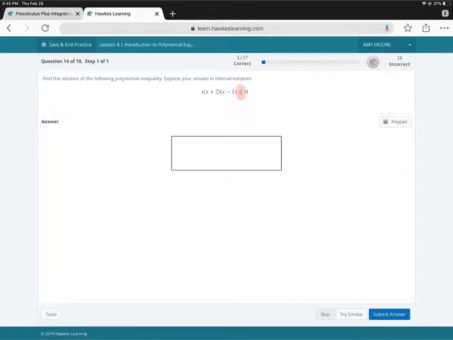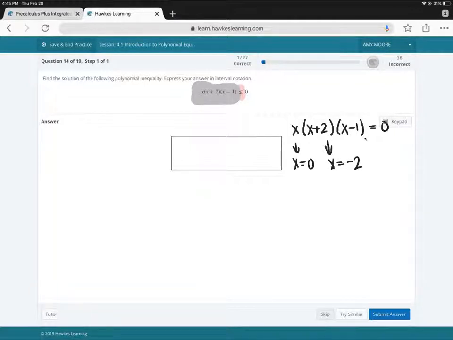So I'm going to take the left side and set that thing equal to 0. So I have x times x plus 2 times x minus 1 equals 0. This is going to give me what we're going to refer to as my critical values. So I set each piece equal to 0, and I get x equals 0, x equals negative 2, and x equals 1. So those are my values.